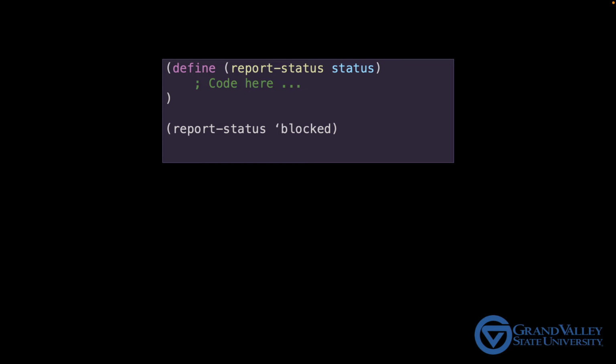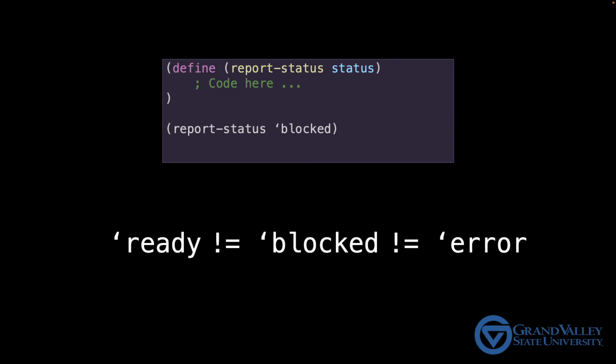Here, I'm using the name blocked as a symbol, as a unique idea. There's no explicit value to the symbol. The only thing Scheme knows is that each symbol is distinct. Ready is different than blocked is different than error. Notice the single quote. The single quote distinguishes this name as a symbol as opposed to a function name or the name of a bound value.